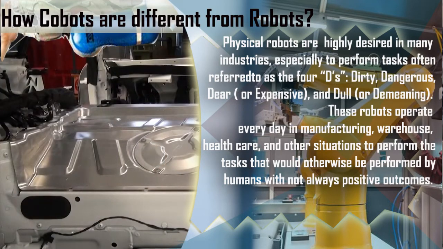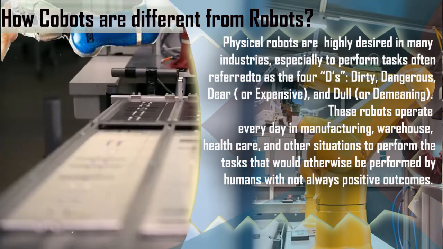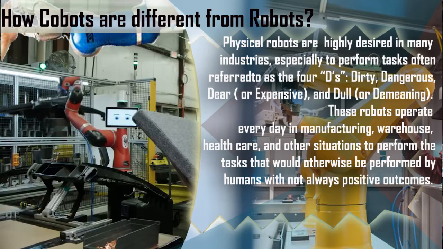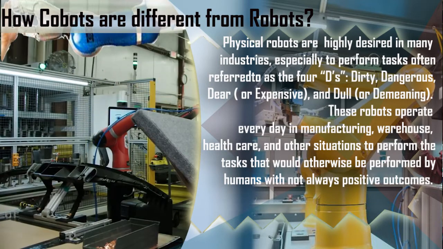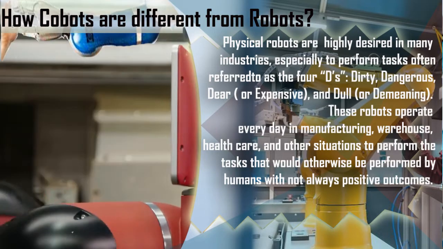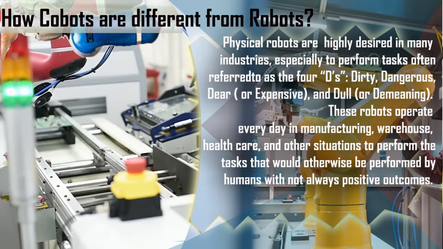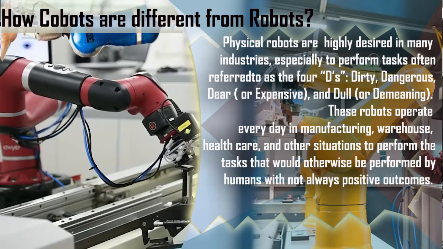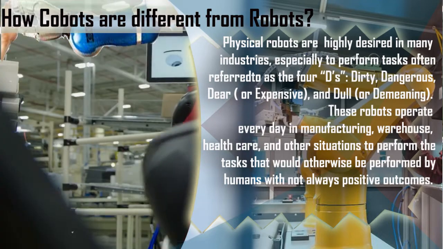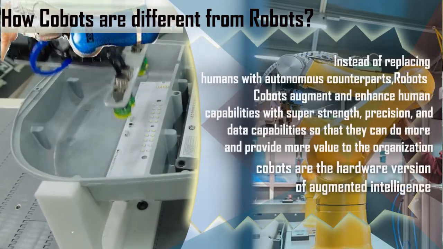How are Cobots different from robots? Physical robots are highly desired in many industries, especially to perform tasks often referred to as the 4 Ds: dirty, dangerous, dear or expensive, and dull or demeaning. These robots operate every day in manufacturing, warehouse, healthcare, and other situations to perform the tasks that would otherwise be performed by humans with not always positive outcomes.